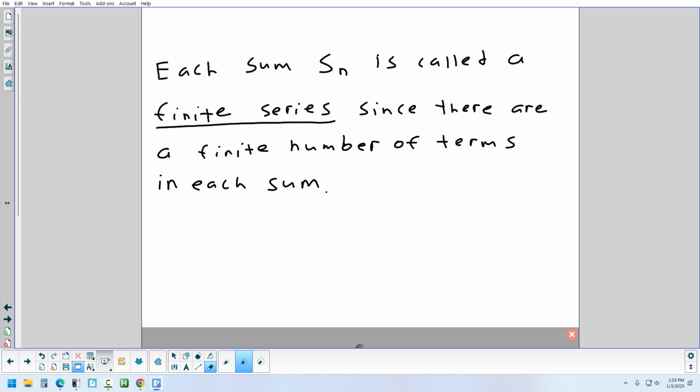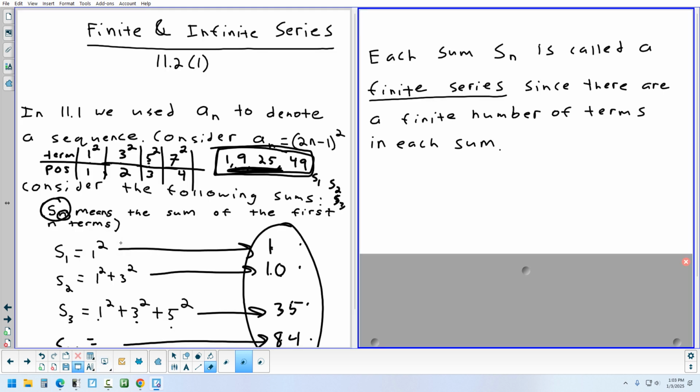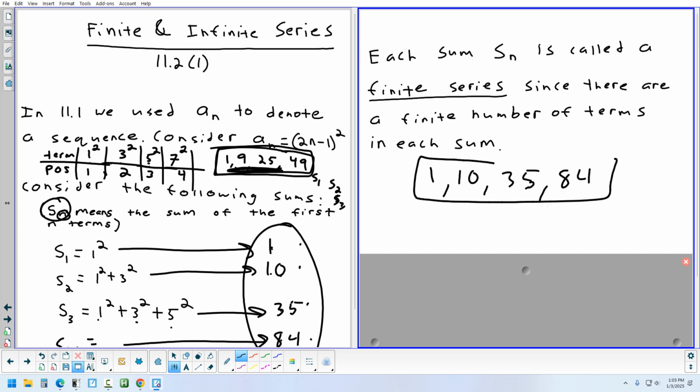So let me write down what were those numbers we had again. 1, 10, 35, 84. This, what's in that box? That is a sequence of sums. Because each number in this box represents adding up different things to get to it.